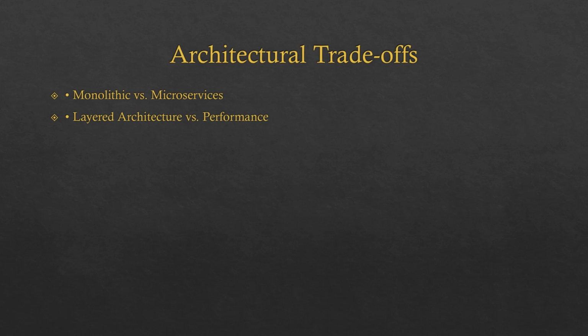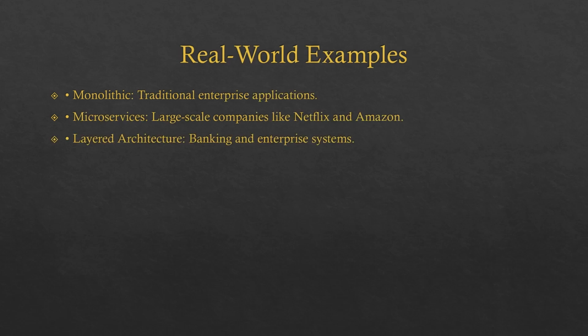Every architectural design involves trade-offs. For instance, while microservices offer scalability, they add complexity. Similarly, layered architecture enhances modularity, but it can introduce latency. Understanding these trade-offs is crucial for effective decision making. Here are some real-world examples.